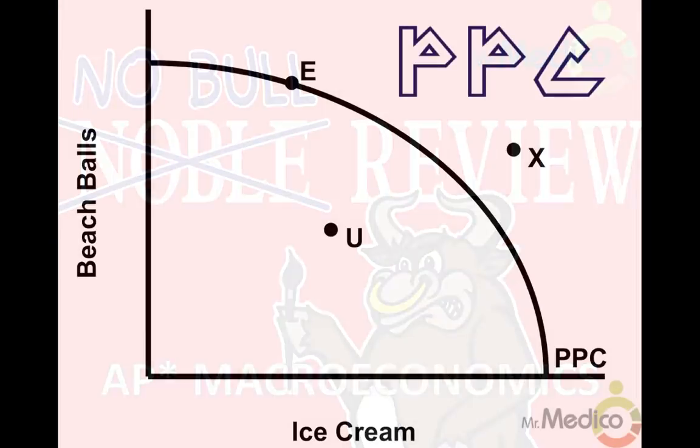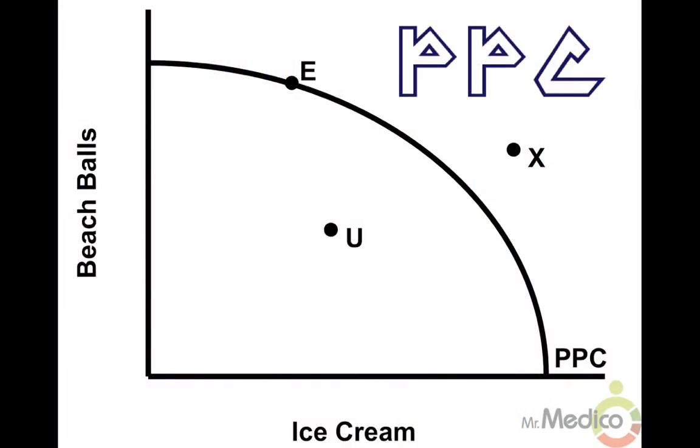All right, so we're going to kick it off with what you looked at in the first couple review packets. You looked at this example of a production possibility frontier. I just want to review those points that you see. These are nice and easy points to remember. The E, the U, and the X.